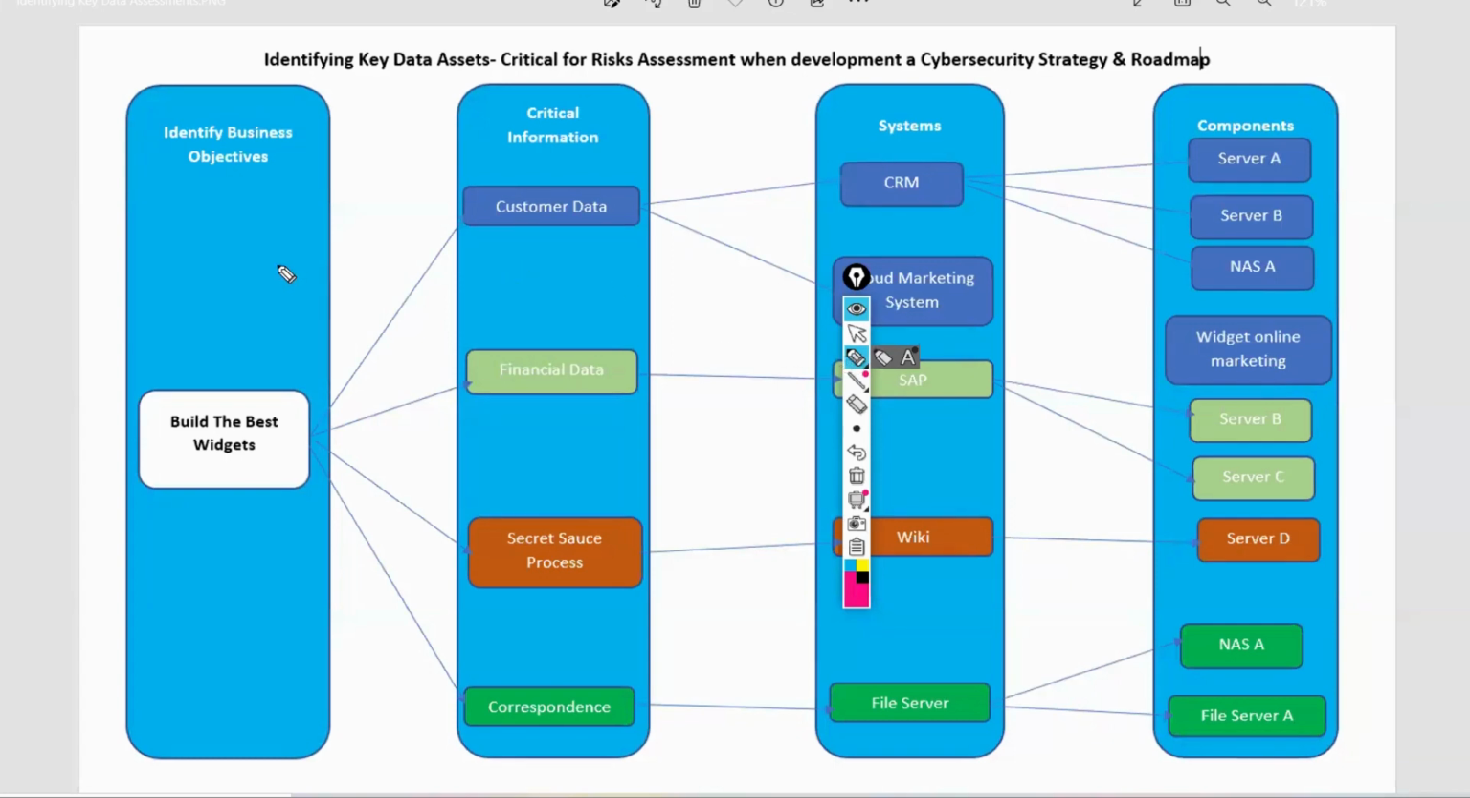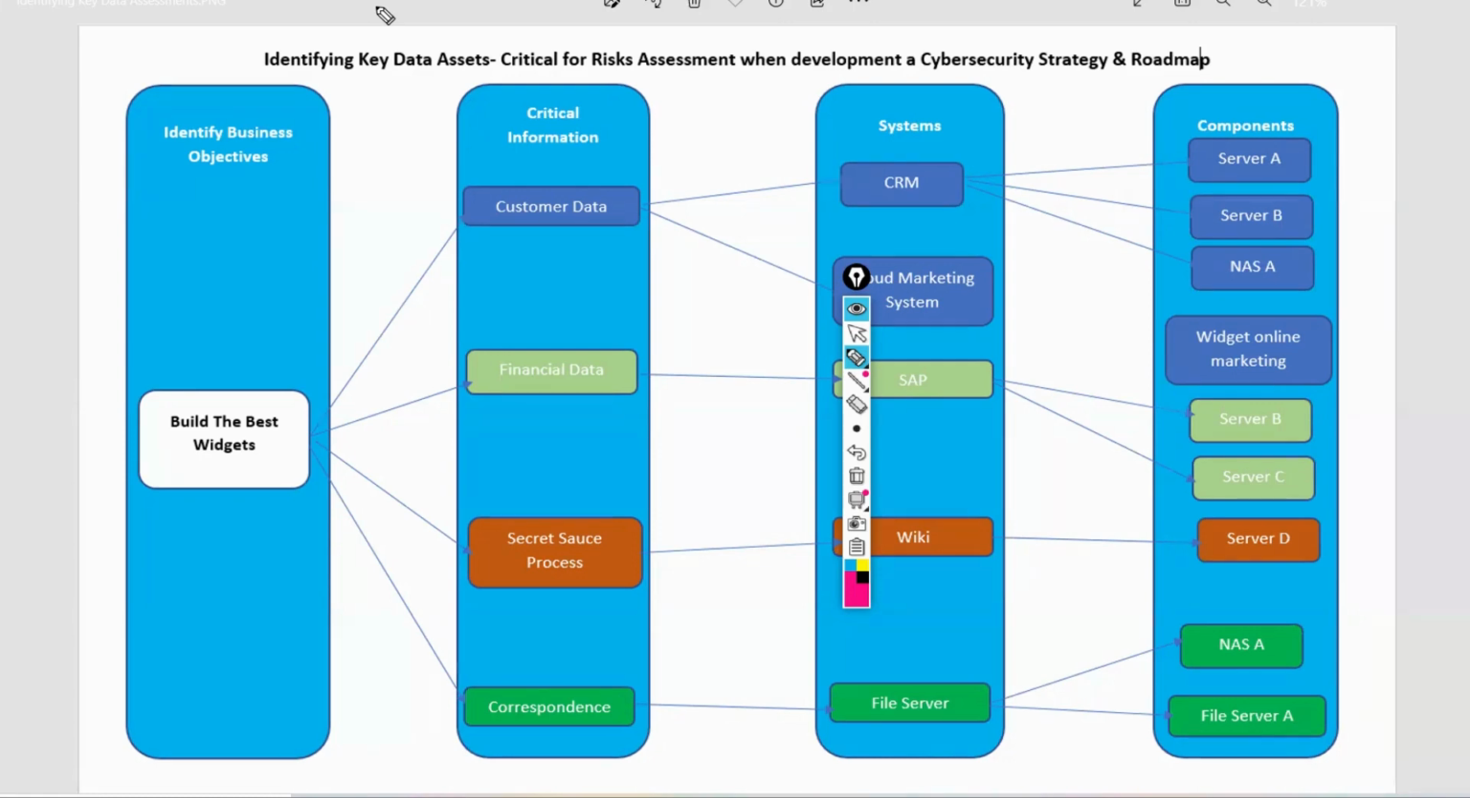Guys, what you're looking at is a very helpful way of identifying those key data assets within your organization. And this is also very helpful as it relates to conducting your risk assessment when developing, for example, a cybersecurity strategy or a cybersecurity roadmap within an organization. And this is the reason why I say this is very effective.